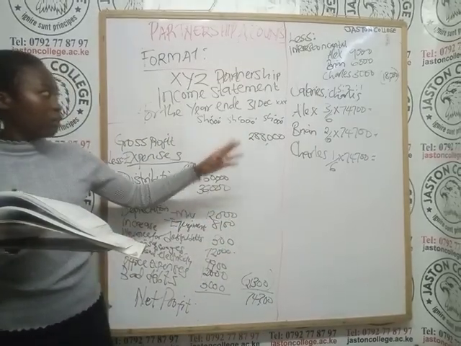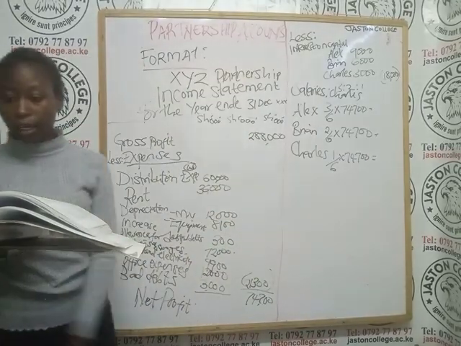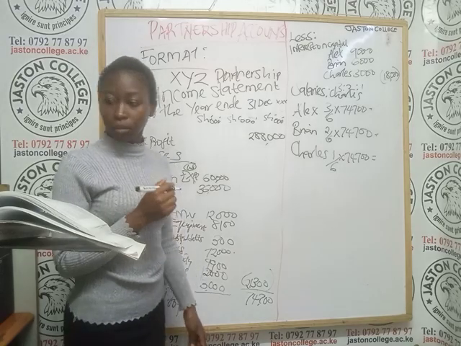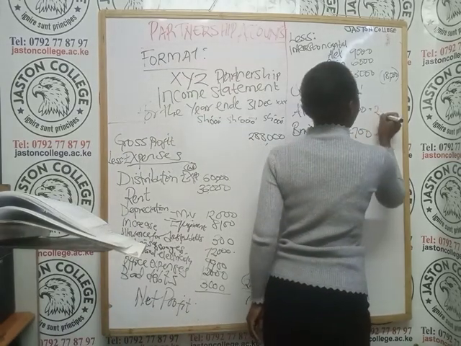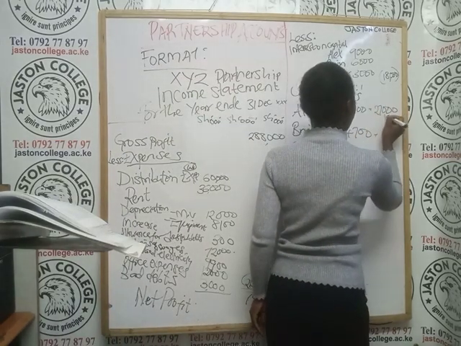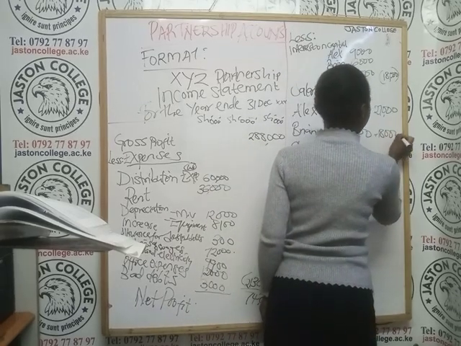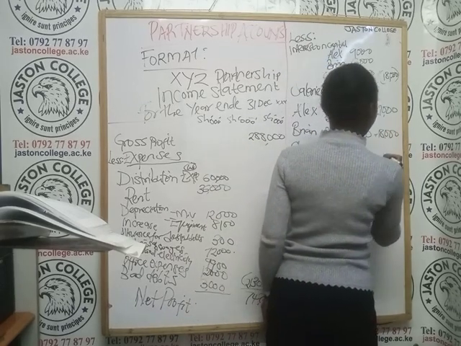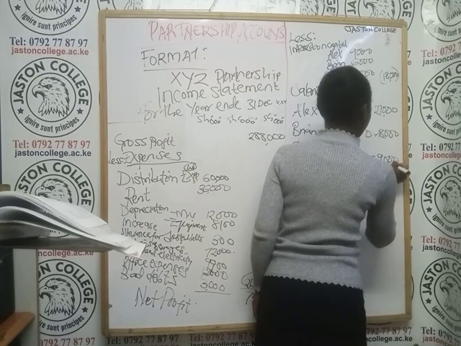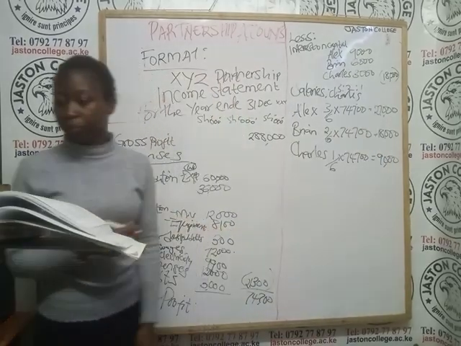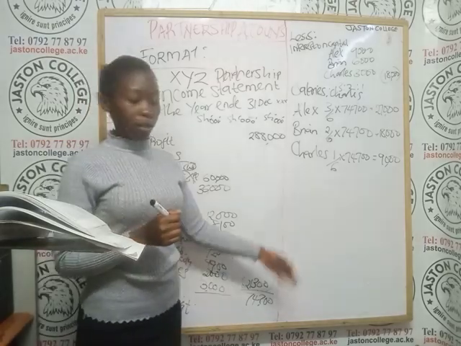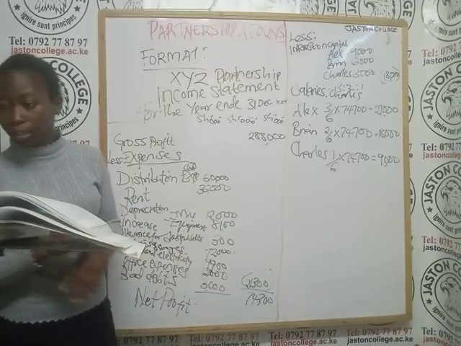Now let's calculate the answers. For Alex will be 27,000. For Brian will be 18,000. Then for Charles will be 9,000. Let's just confirm the salaries.